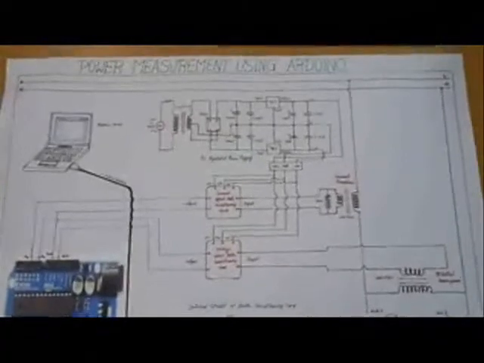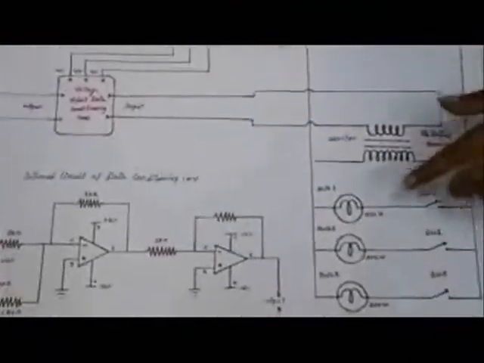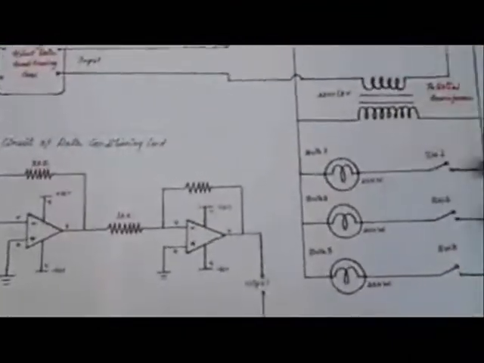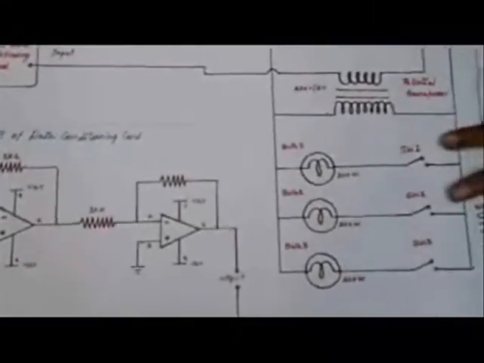Coming to the block diagram, the main supply is a single phase supply. From here it is given to the load circuit, which consists of bulbs, each of wattage 200 watts. The voltage and current values of this circuit are stepped down to safer values using the potential transformer connected in parallel and the current transformer connected in series.